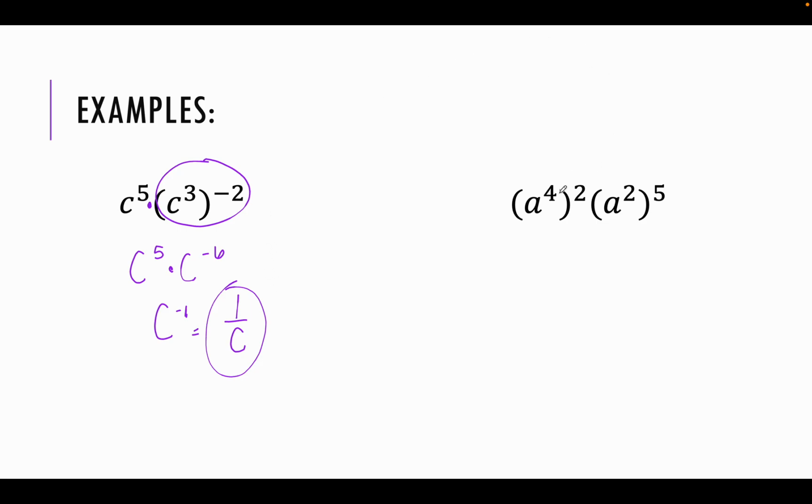Our second example, a to the 4th squared would be a to the 8th, times a squared to the 5th power would be a to the 10th, and then a to the 8th times a to the 10th would be a to the 18th power.